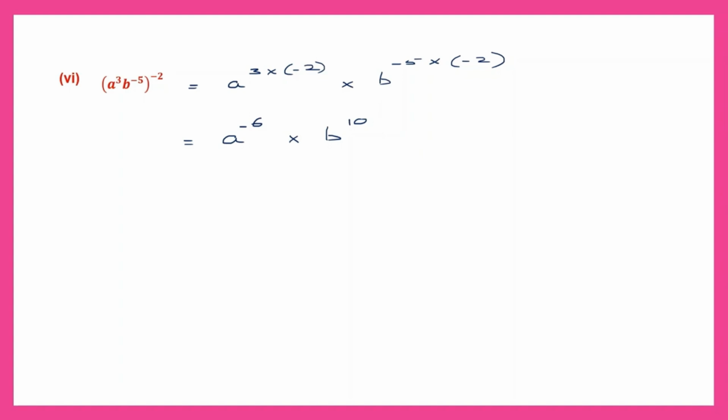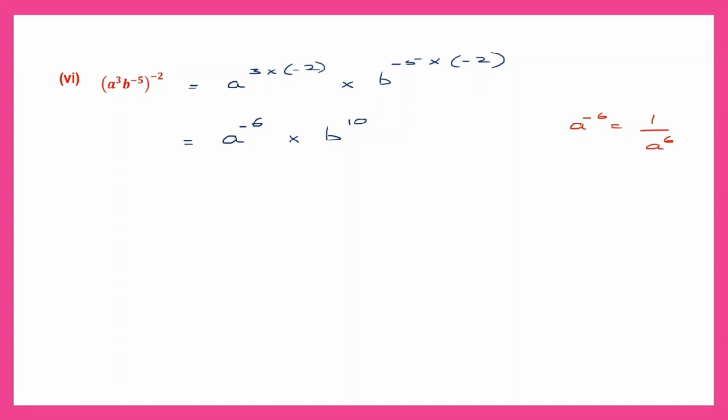And again the question says simplify and write in the positive exponent form, and here we have a negative power. So this has to become positive. And remember, in the previous one I said if you have a negative power, you can write that as 1 by a to the power of 6. So a to the power of minus 6 can be written as 1 by a to the power of 6.